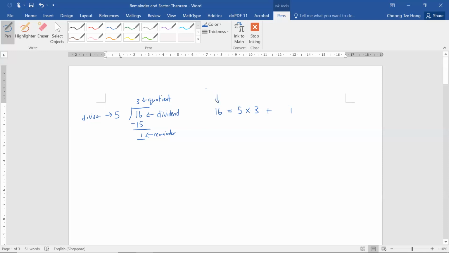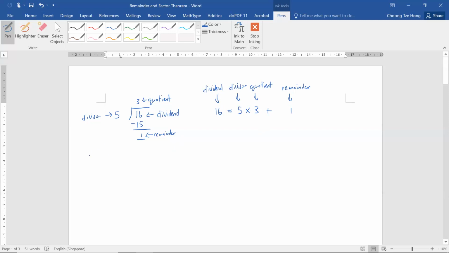Over here we have the dividend. Over here we have the divisor. Over here we have the quotient. And then over here we have the remainder. This also applies to polynomials.